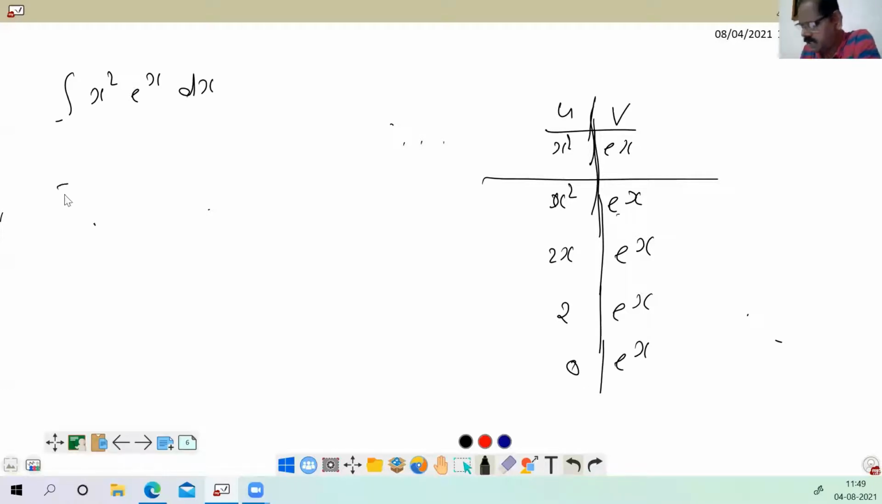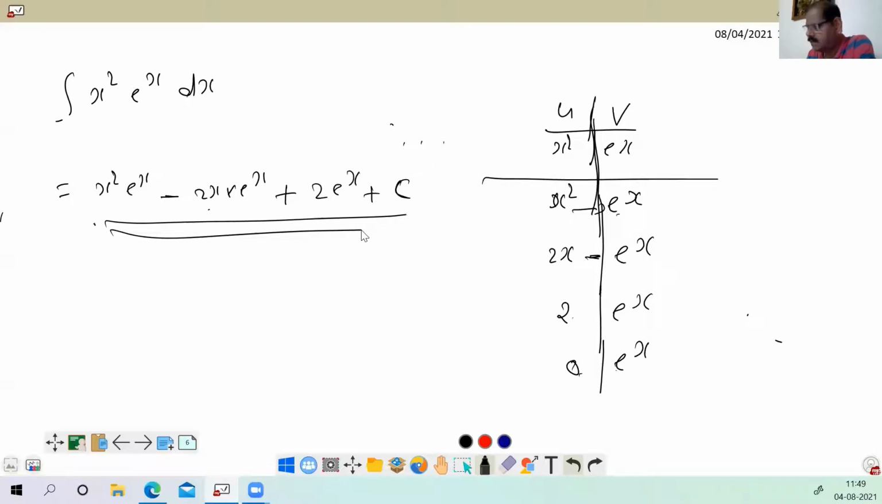So the answer is, first, x square e raised to x. Next term is minus 2x into e raised to x. Next term is plus 2 into e raised to x. Next term is 0, so we can stop here. Then we have to write c here. So this is a very simple method.